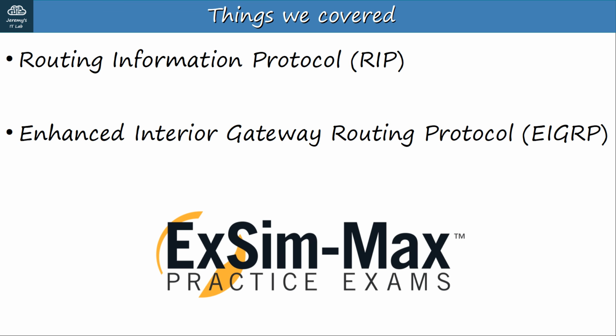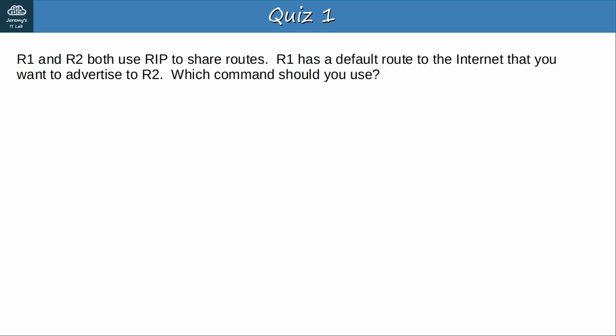Okay, let's move on to question 1 of the quiz. R1 and R2 both use RIP to share routes. R1 has a default route to the internet that you want to advertise to R2. Which command should you use?